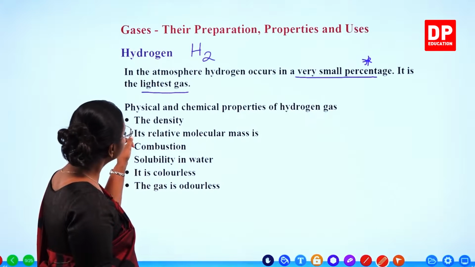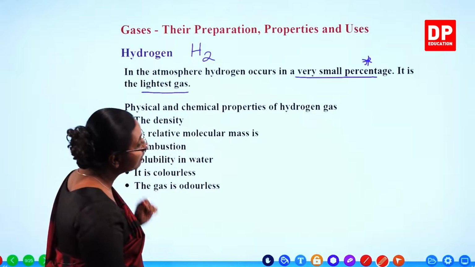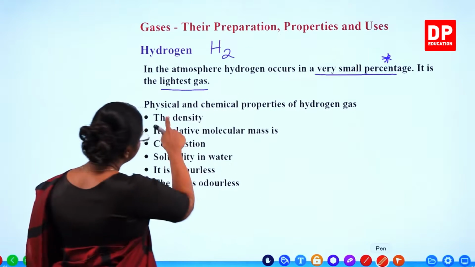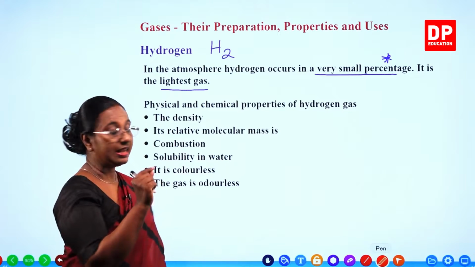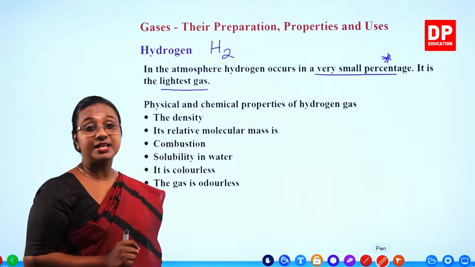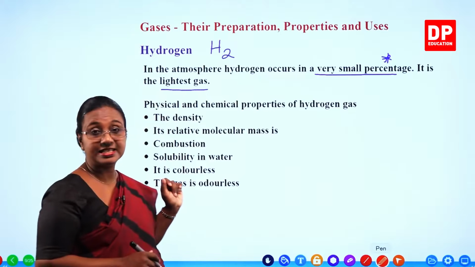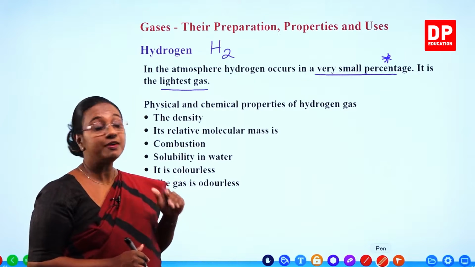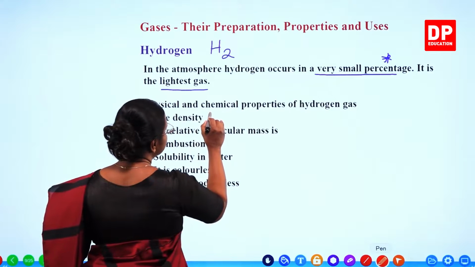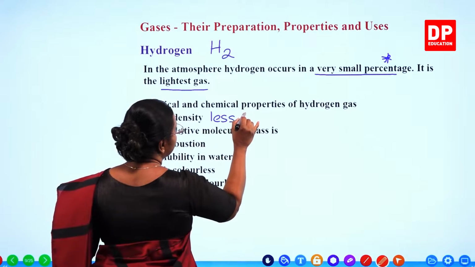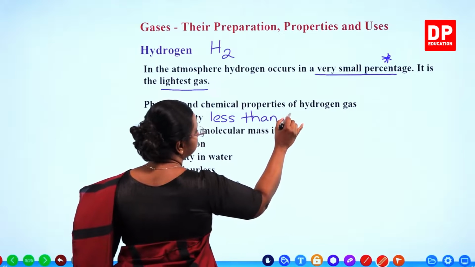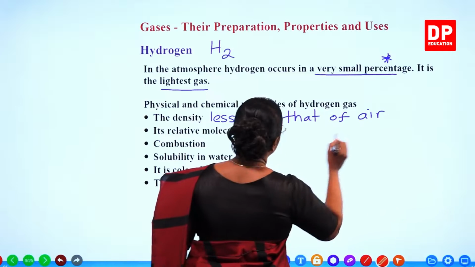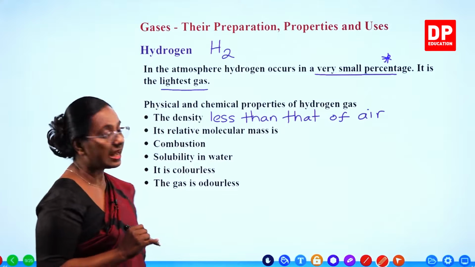Then if we look at the physical and chemical properties of hydrogen gas, you can see here, students, I have listed out some of the topics. I will explain each property. The first one is density. So we already said it is the lightest gas. So it has less density than that of air. So density of hydrogen is less than that of air.